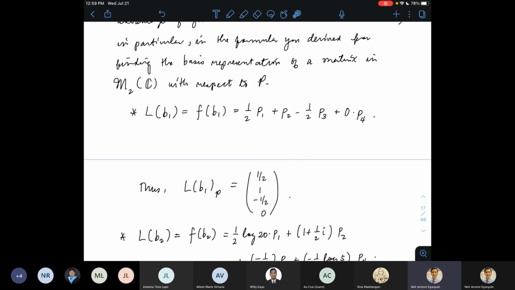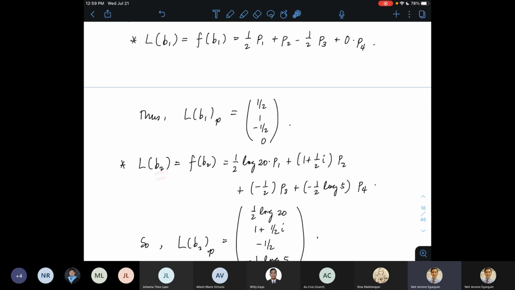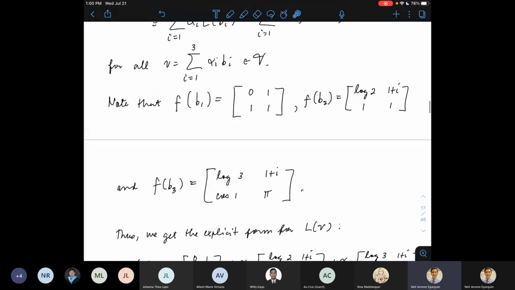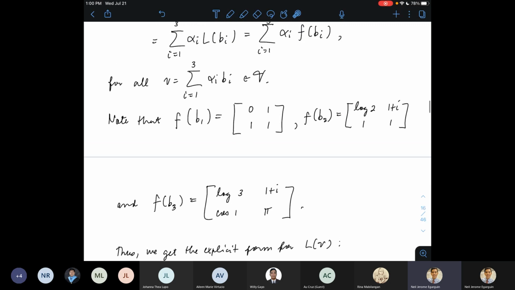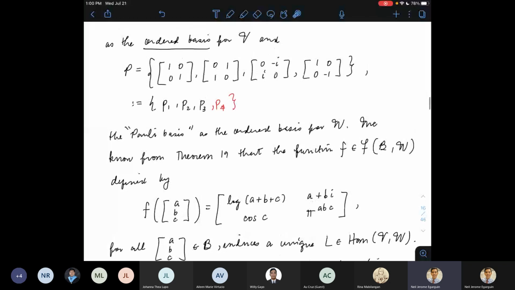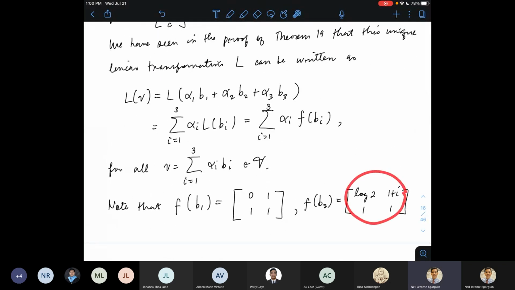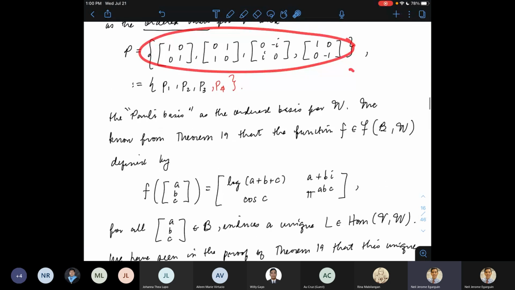And then I'll repeat the process, but this time look at the action of L on the second basis element. Now, again, compute LB2, but by definition, that will just be F of B2. But F of B2 is this guy. All right. In order to get the second column of our matrix representation, I need to see how this can be represented using the Pauli basis, right? So, again, yung Pauli basis natin ay ito. How can I write this matrix as a linear combination of the Pauli matrices?